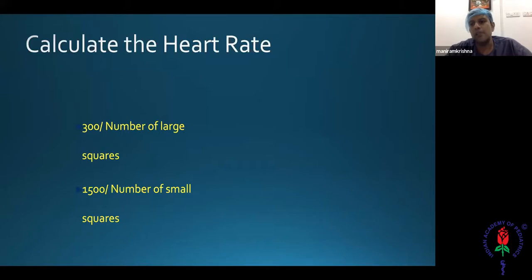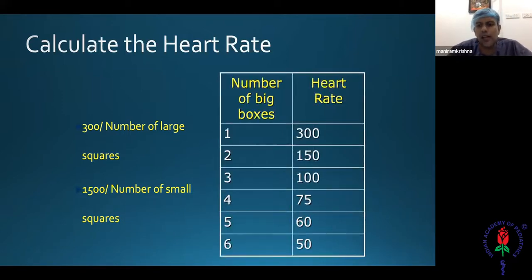That is because children have a much wider range of normal heart rates. It tends to change with age as well. Something which is normal in a newborn cannot be normal in a 12-year-old, cannot even be normal in a 4-year-old. So you need to be more accurate with getting your heart rate. Unfortunately, that means a slightly more complex calculation. It's not going to be very complex, only slightly more complex, and that is doing 1,500 by the number of small squares. You can use the 300 rule as a quick ready reference to calculate roughly what the heart rate is, but then you will need to do a proper calculation by using the number of small squares.